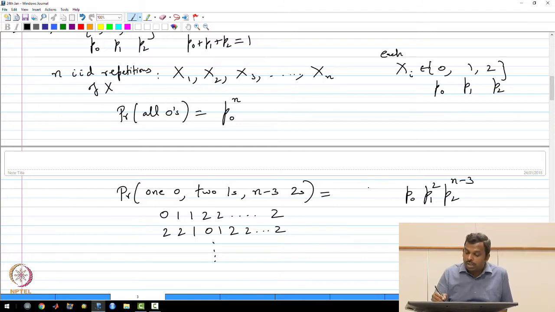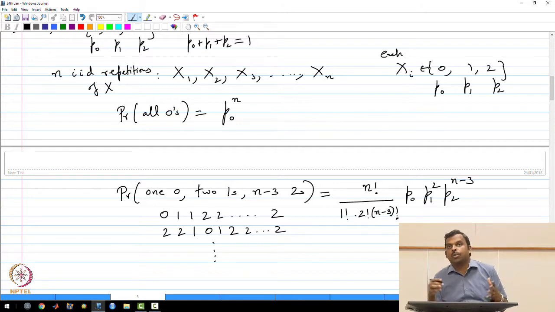Okay, so if you count it out carefully, you will get n factorial divided by 1 factorial times 2 factorial times (n minus 3) factorial. So this is the generalization of the binomial formula. It's the multinomial term that you get. So how many possibilities are there with so many 0s, so many 1s, and so many 2s? That's 1 factorial, 2 factorial, and (n minus 3) factorial. Okay, so this is the answer.